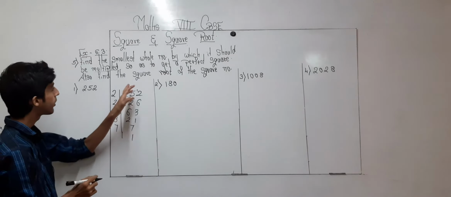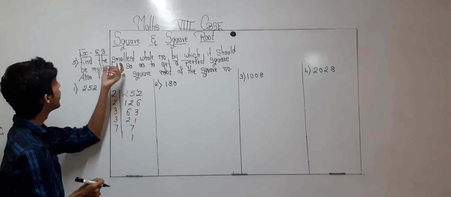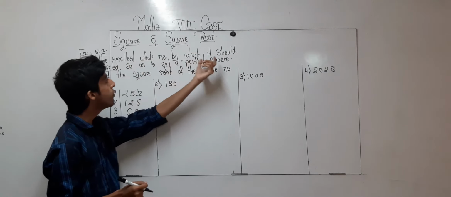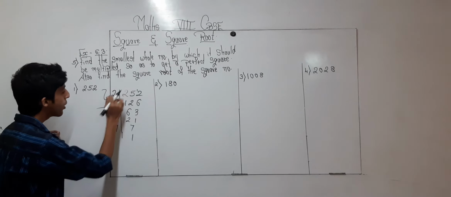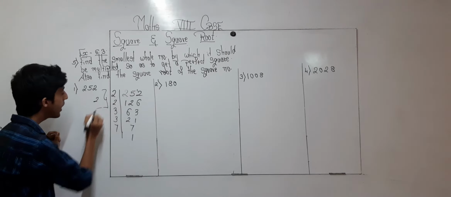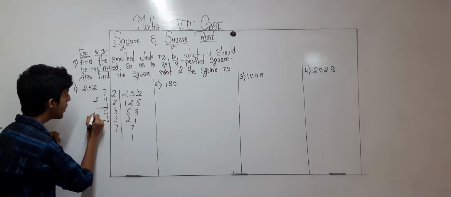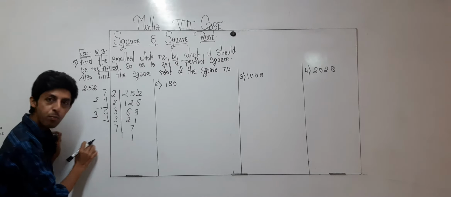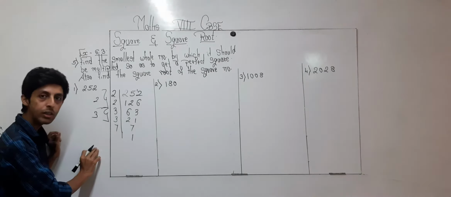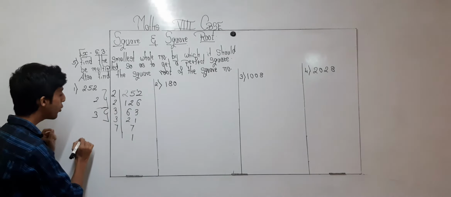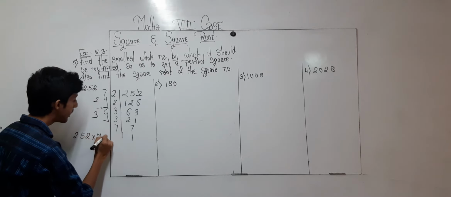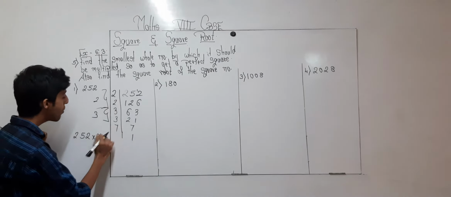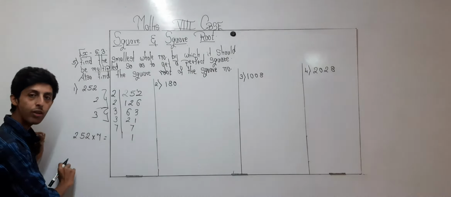Now see over here what has been told. Write the smallest whole number by which it should be multiplied. Now for the square root we have to find the pairs. So over here 2 is there, over here 3 is there, but a pair of 7 is not there over here, only one 7 is there. So what should 252 be multiplied by? So 252 should be multiplied by 7. Okay. So when I am multiplying by 7 over here, I will get a perfect square.